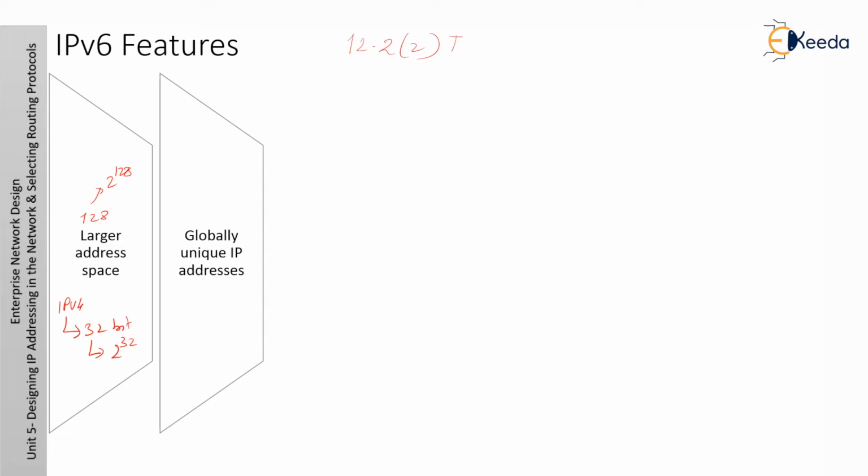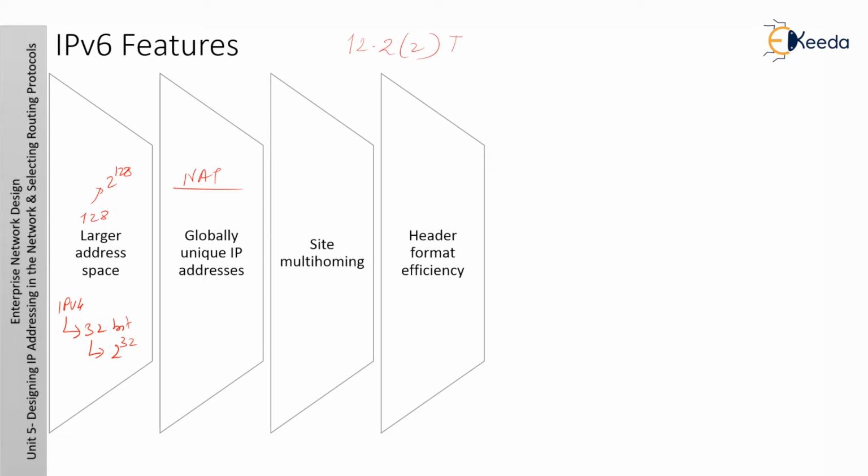Then come to global unique IP address. Every node can have a unique global IP address, which eliminates the need for network address translation, that is NAT. Then site multi-homing. IP version 6 allows hosts to have multiple IP version 6 addresses and allows networks to have multiple IP version 6 prefixes. Consequently, a site can have connections to multiple ISPs without breaking the global routing table. Then header format efficiency. A simplified header with a fixed header size makes processing more efficient.